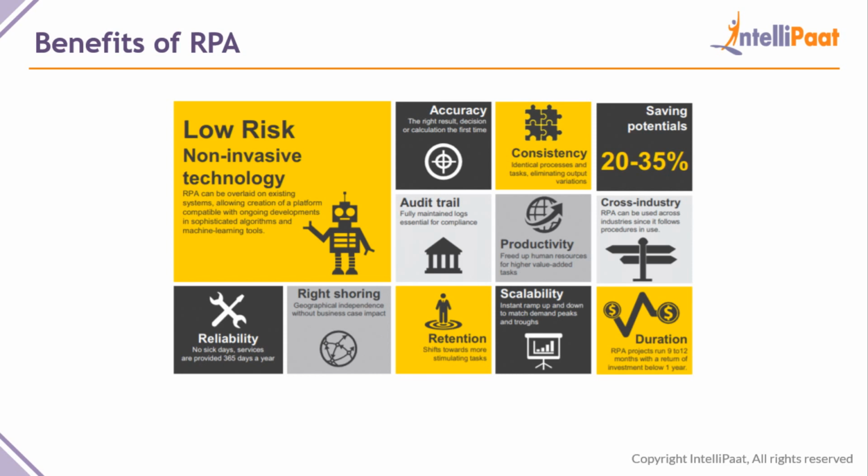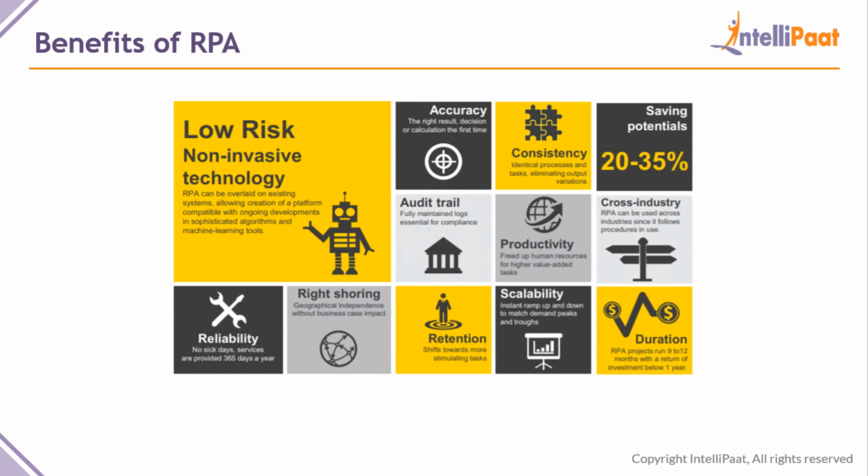Now, what it basically means is RPA can be overlaid on your existing systems that you already have. It allows the creation of platforms which are compatible with your ongoing developments. So if you have an infrastructure right now which is working, you can create an RPA based profile for that and work along with your current developments. So what you have to do is just create simple tasks which will automate the manual tasks that you are doing on top of your current infrastructure. There's no need to change your technology or anything. It can coherently work with those things, right?